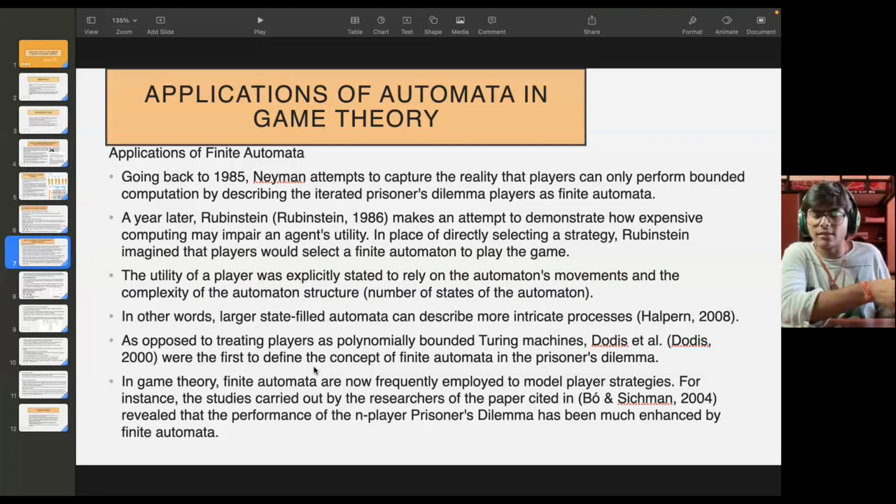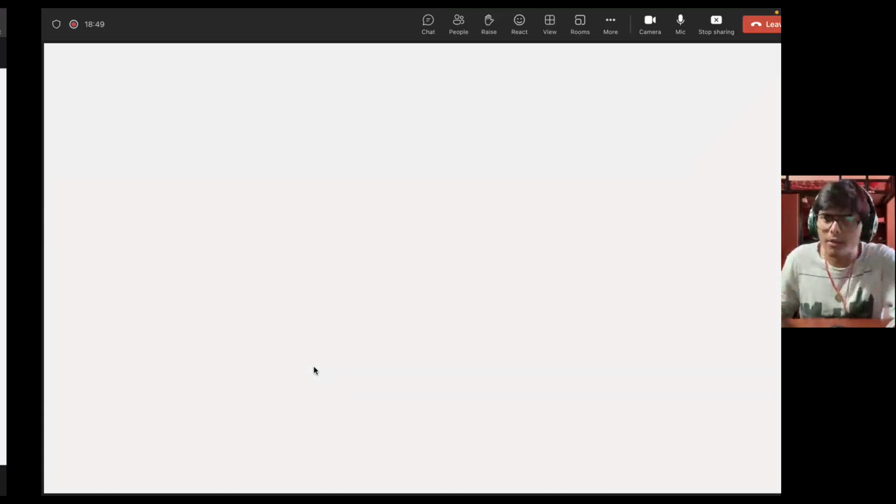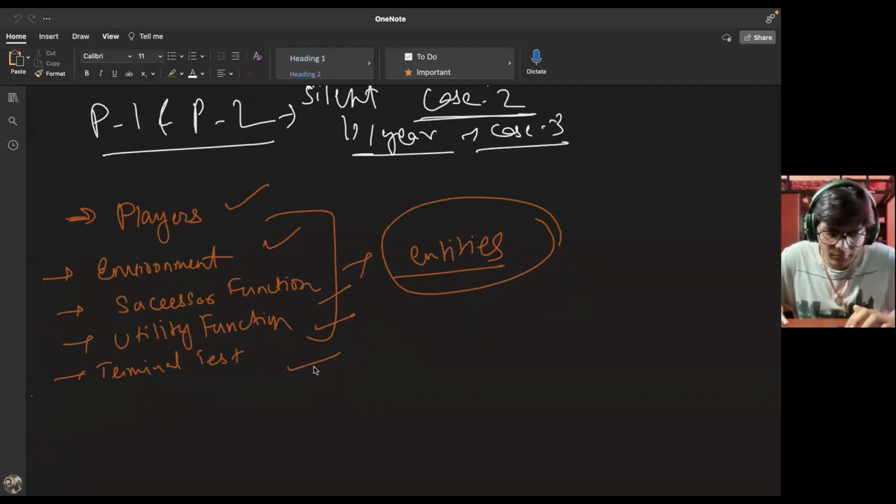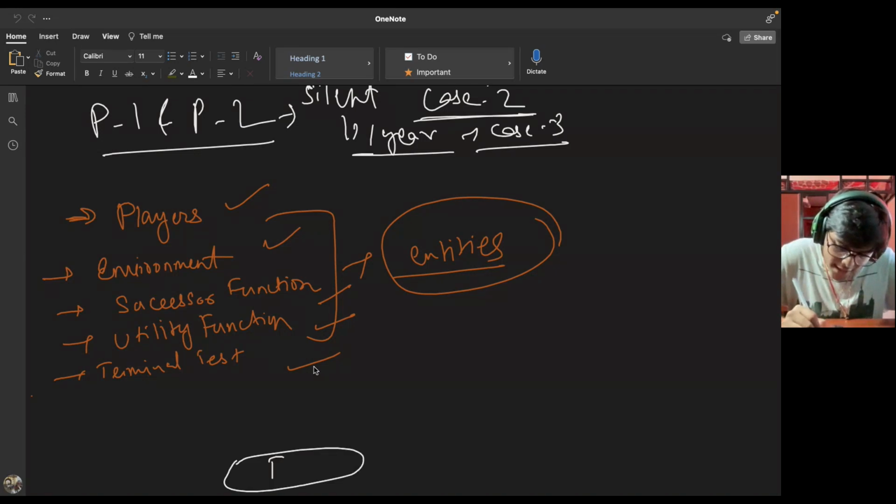Halpern in 2008 said this, as opposed to treating the players as polynomial bounded Turing machines, as I told. So basically in TOC, in this subject, we have finite automata. Let me do a diagram for that for better understanding, right? So in this, let's take we are studying in TOC. Here we have finite automata. In finite automata we have DFA, right?